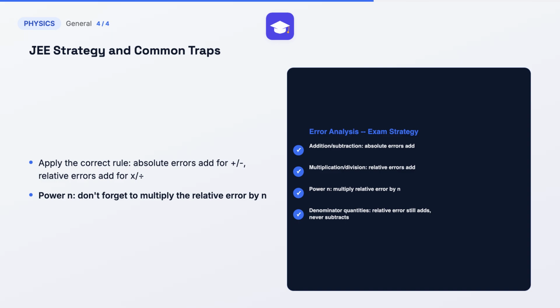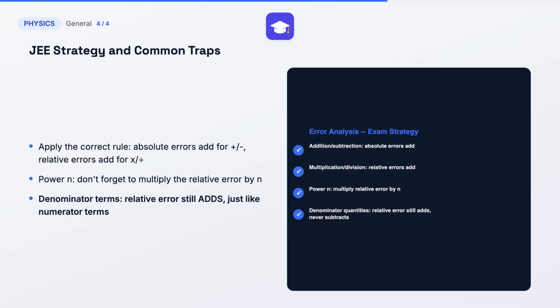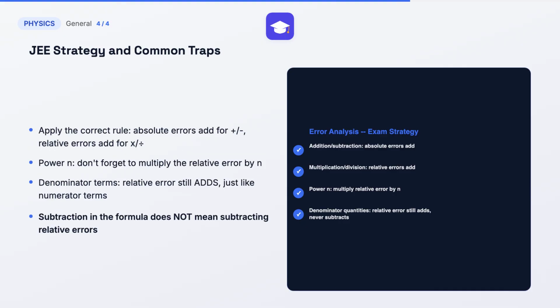A frequently tested trap involves a formula where a measured quantity is raised to a power. Forgetting to multiply its relative error by that power gives a significantly underestimated final error. Also remember that when a quantity appears in the denominator of a formula, its relative error simply adds to the total equally like a numerator term. Subtraction in the original formula does not translate into subtraction of relative errors during propagation.